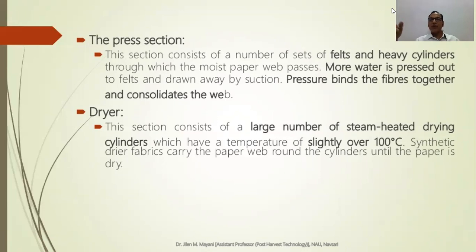And pressure binds the fibers together and consolidates that web. And now it goes to a dryer. This section consists of a large number of steam heated drying cylinders, which have a temperature of slightly over 100 degrees. Synthetic dryer fabrics carry the paper web around the cylinder until the paper is dry.